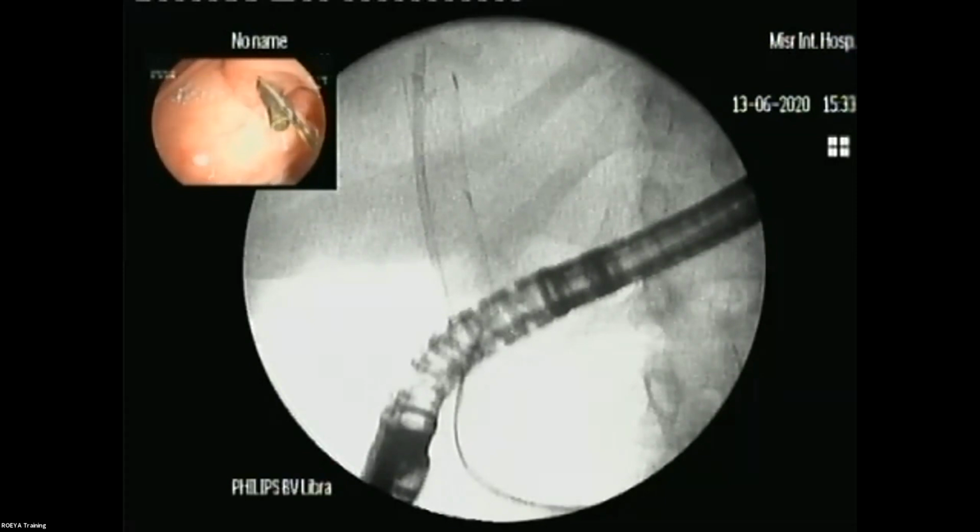No, I think we take the 7 French inside the scope first, and then we take the other one, because the other one you need to go out with the scope itself.